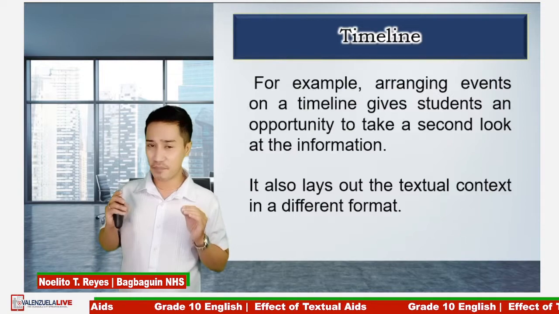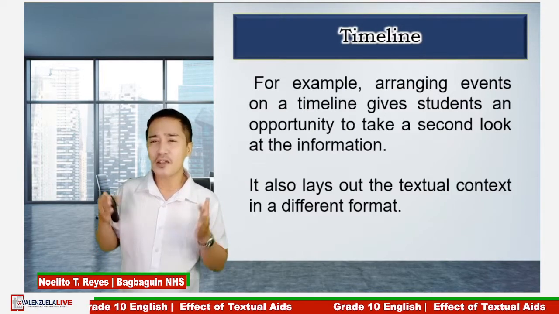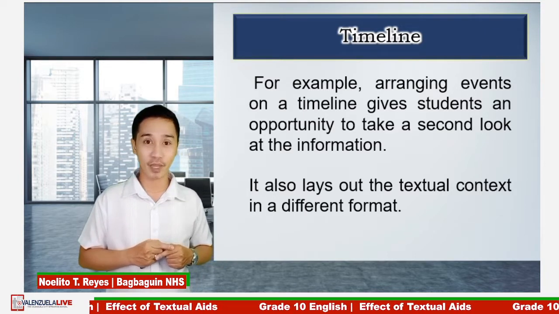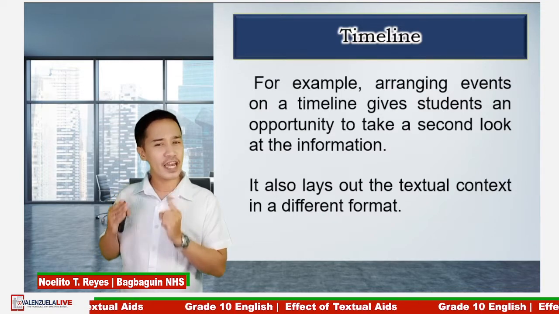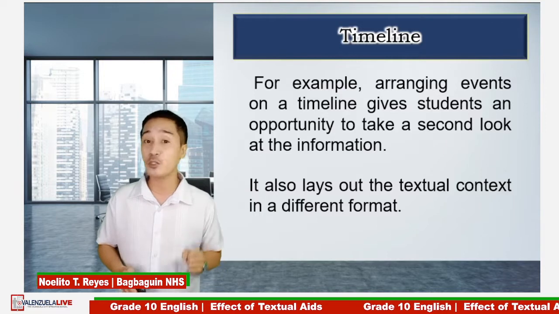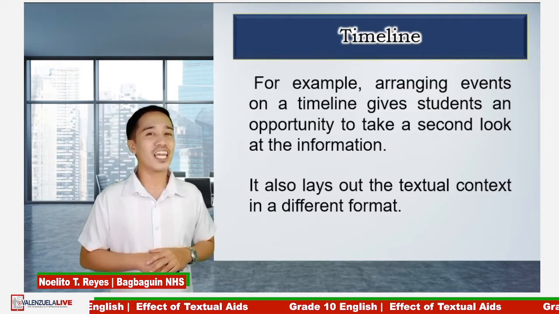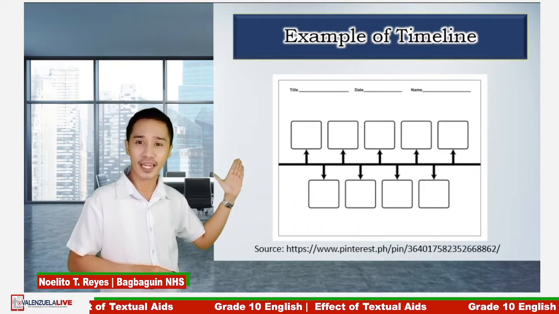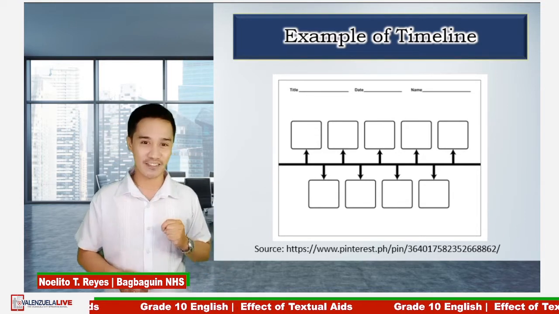What might have been missed while reading the text has the potential to be noticed in the timeline. If a student can see that one event precedes another, they might be more likely to identify causation. Here is a sample template for a story's timeline, great for recording chronological events.